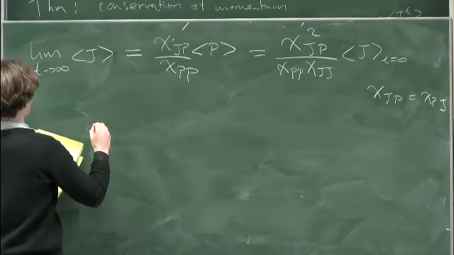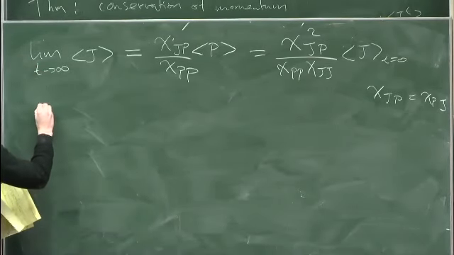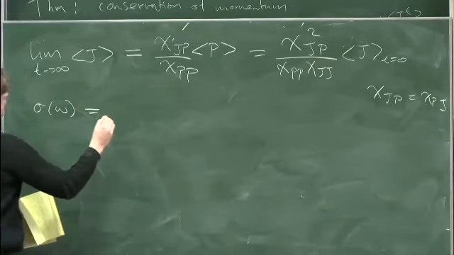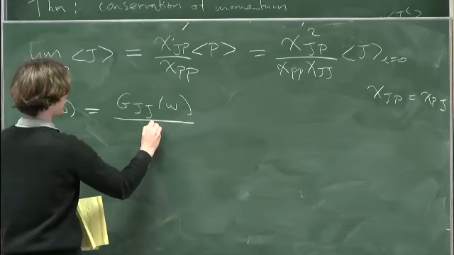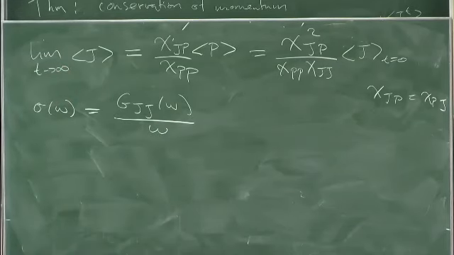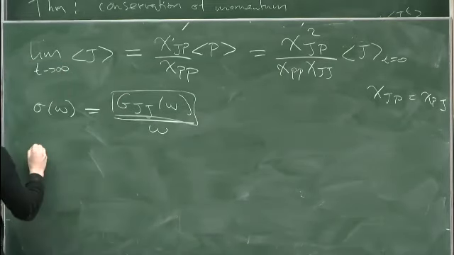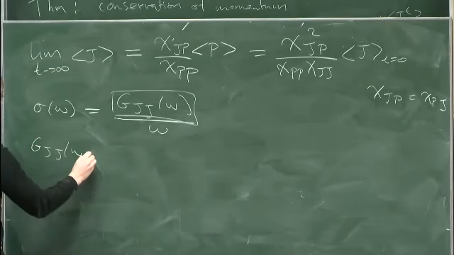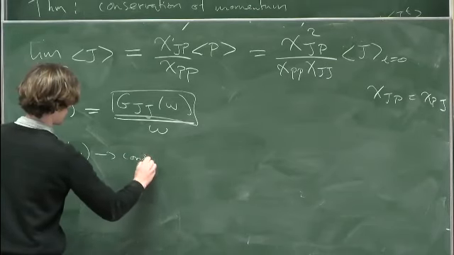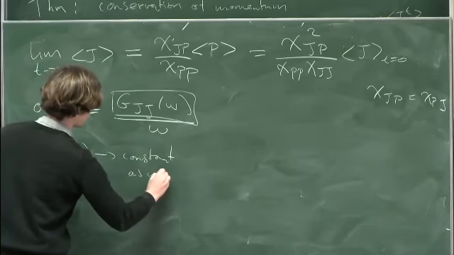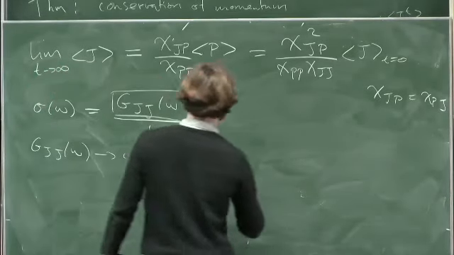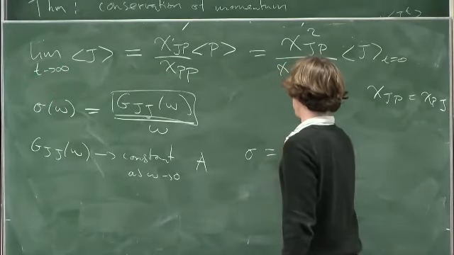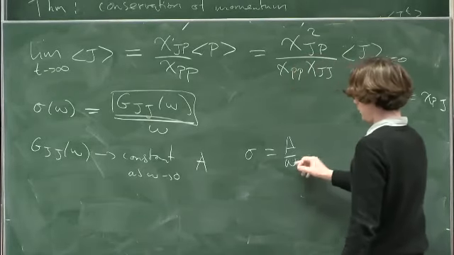Good. So the green, right. Okay, so what's the conductivity? Remember I said last time the conductivity is the current Green's function divided by omega, okay? And where the divergence comes from is if G_JJ of omega goes to a constant as omega goes to 0, okay, then let's call that constant A. Then sigma will go to A over omega, and then really, there's an i here.